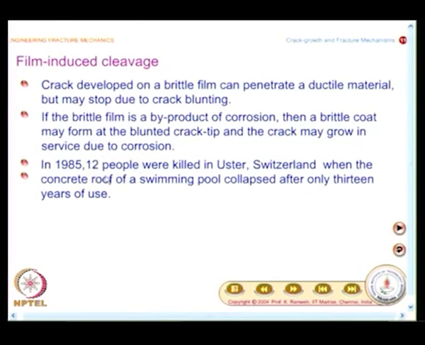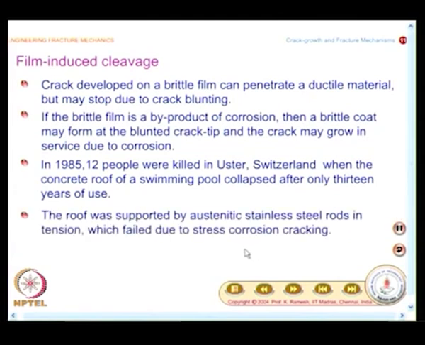They value human lives and they take this as a challenge to look at what was the cause for this kind of an accident. And when they studied, the roof was supported by austenitic stainless steel rods in tension.